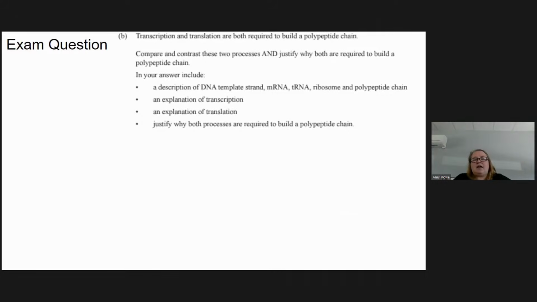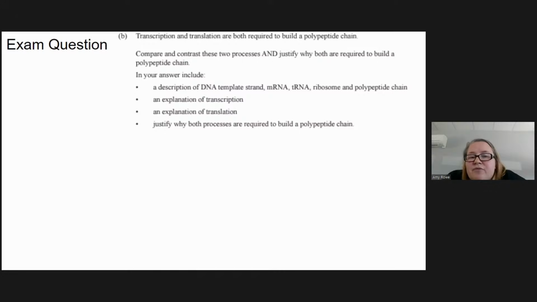Okay, so let's have a look at last year's exam question on transcription and translation. Transcription and translation are both needed to build a polypeptide chain. The question asks us to compare and contrast these two processes and justify why both are required to build a polypeptide chain. So we've got some bullet points there which can help us put our answer together.